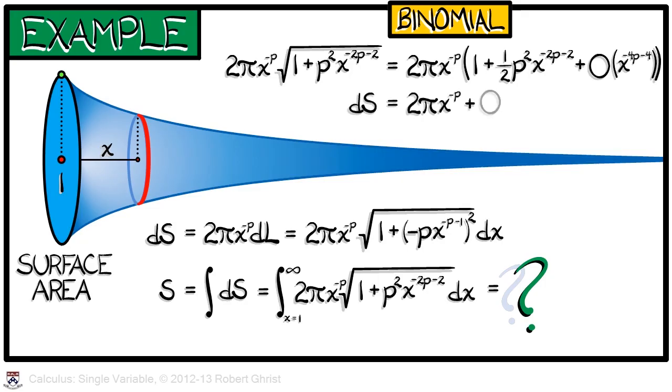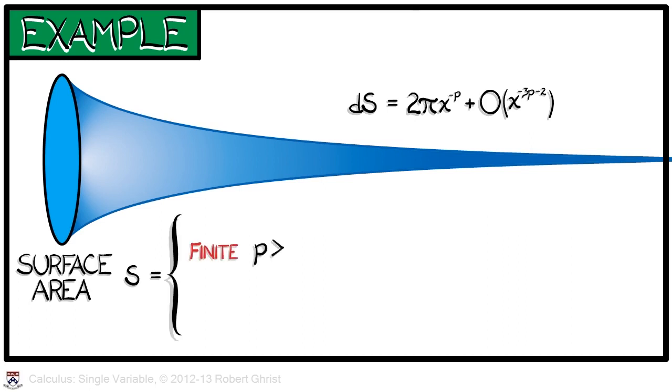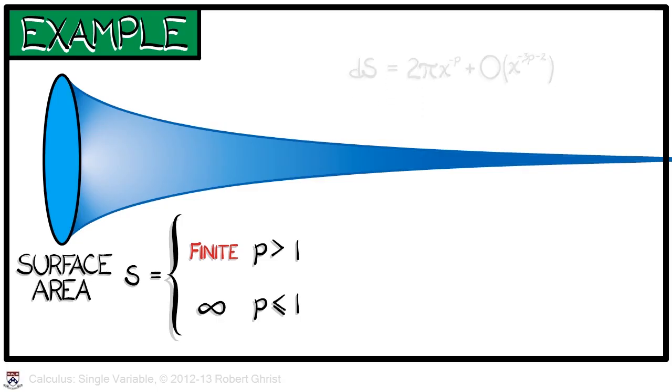And we can be very specific about what order those are. What really matters is that the leading order term is 2 pi times x to the minus p. And therefore, we know when the integral converges and when it diverges. It converges when p is strictly bigger than 1 and diverges otherwise.